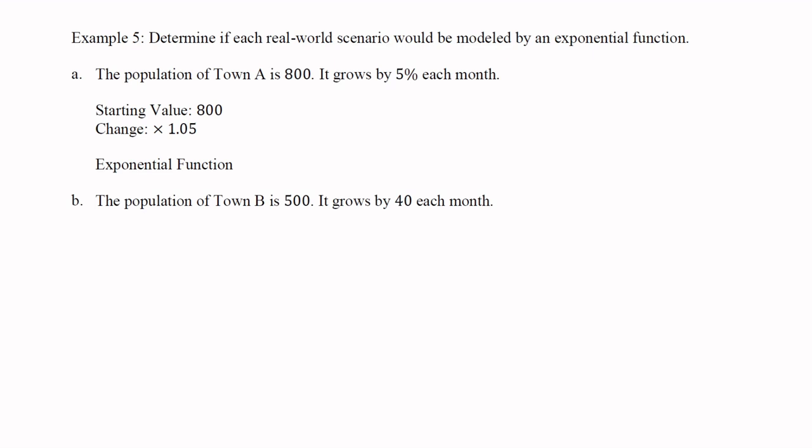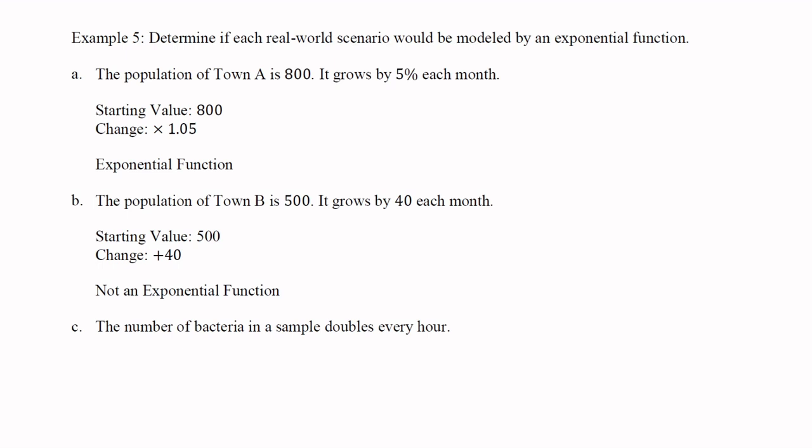The population of town B is 500. It grows by 40 each month. Since we're adding the same amount each month, we're adding 40, then adding 40, then adding 40, it is not going to be exponential. It's actually going to be linear. But here, we're just identifying that it is not an exponential function.